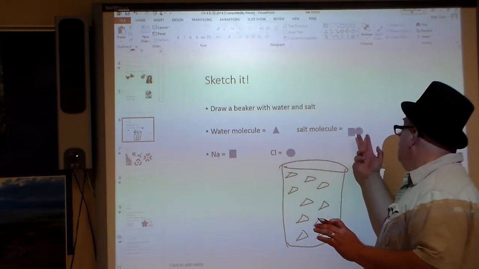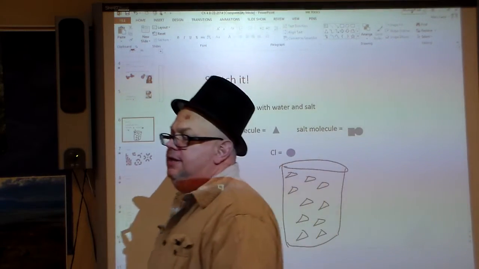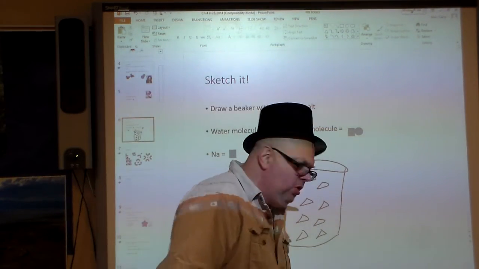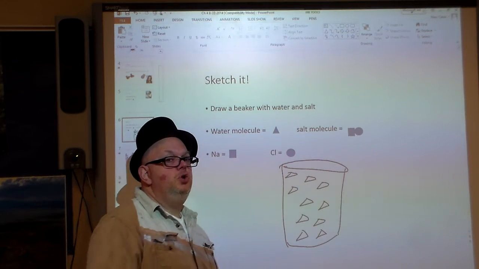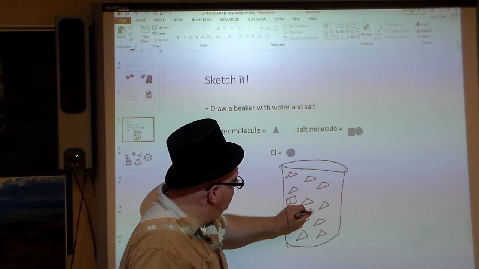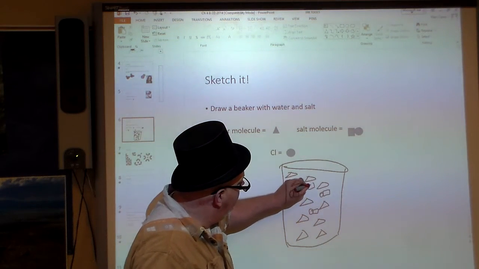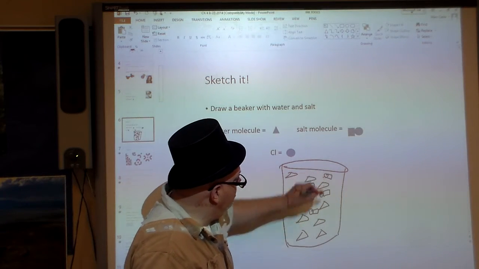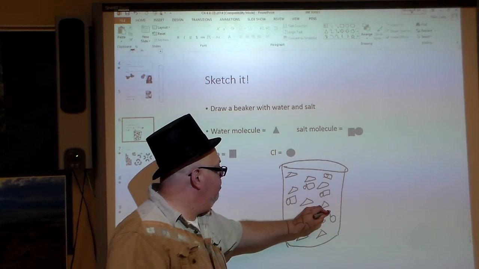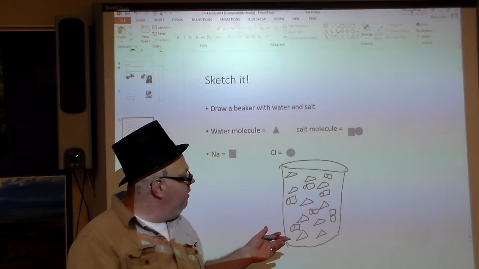Now in this case, notice how I specified what was what. You will need to do that anytime on the exam. As long as you indicate what you're doing, they should be able to follow it. It's pretty easy. Now, is there some magic number for how many you're supposed to draw? Not really. Remember, the general idea is that you're showing salt that's in the water.